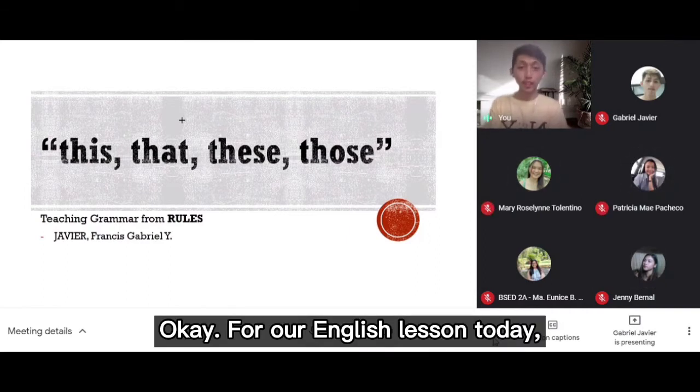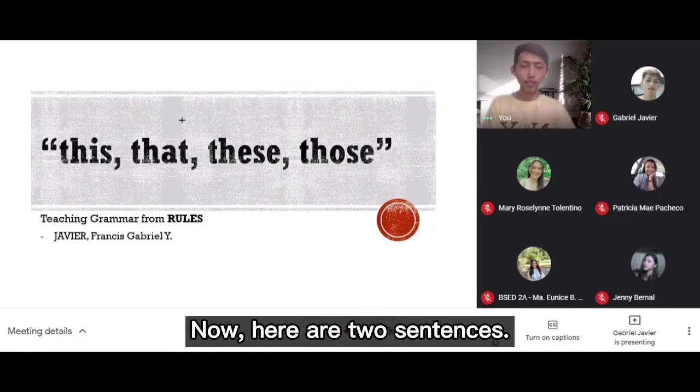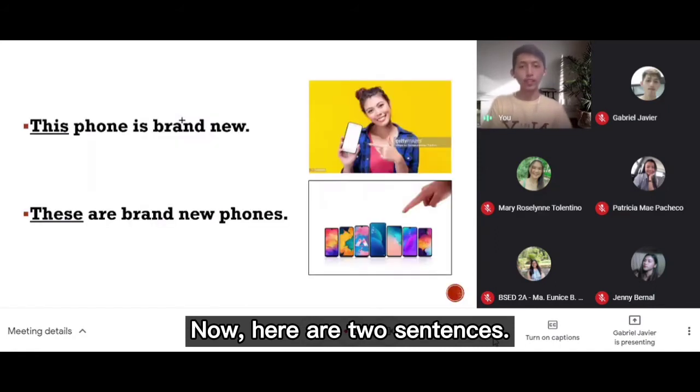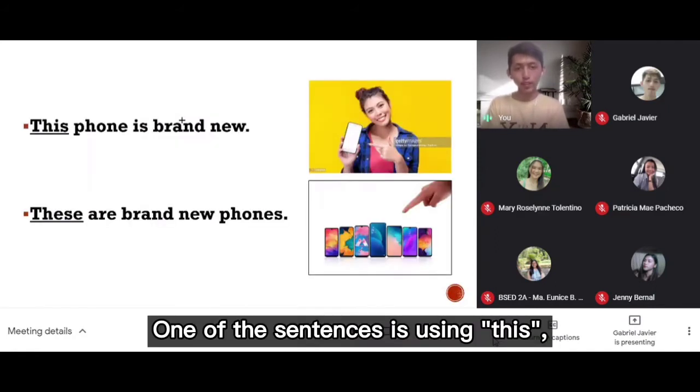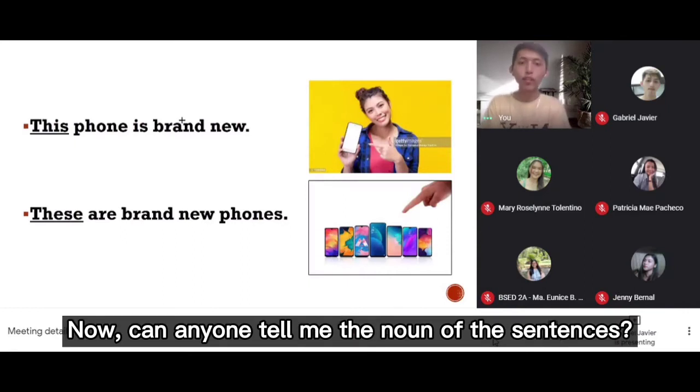Okay, for our English lesson today, we will be learning about this, that, these, and those. Now, here are two sentences. One of the sentences is using this, while the other is using these. Now, can anyone tell me the noun of the sentences?